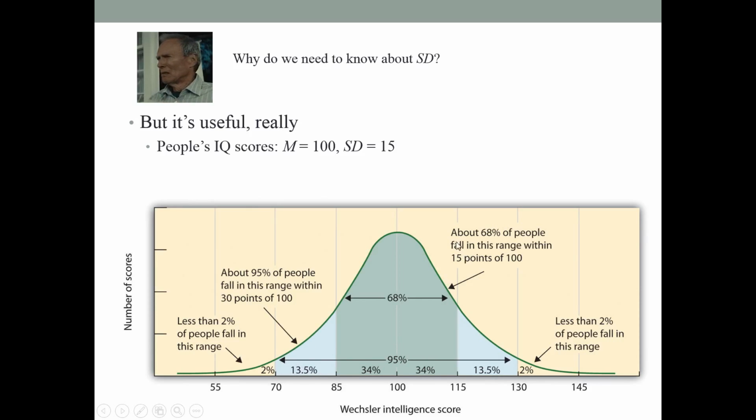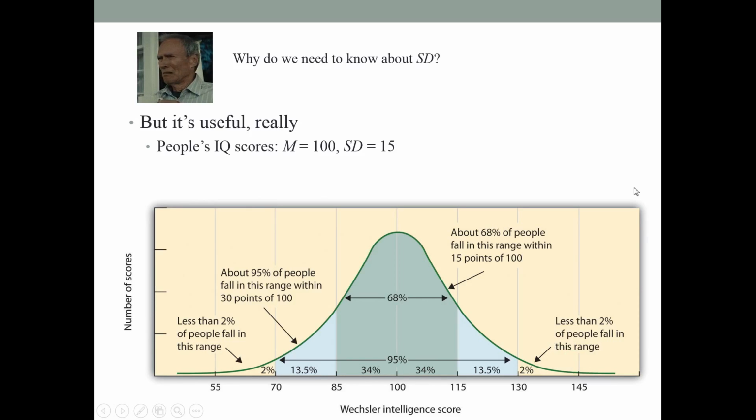So, in other words, about 68% of people fall in this range, within 15 points of 100, between 85 and 115. Now, if we extend to two standard deviations, between 70 and 130, that's about 95% of people. That means 13.5 plus 34 plus 34 plus 13.5, this area. Less than 2% of people fall below 70 or are higher than 130.